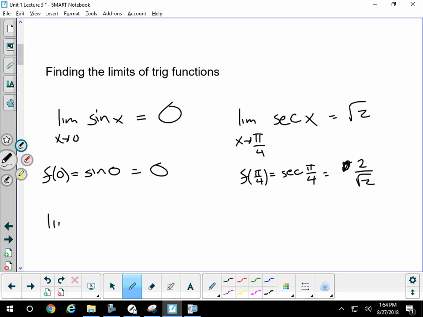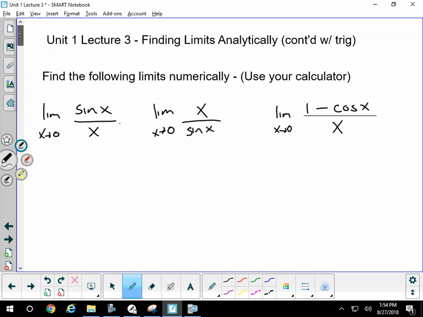And if I ask you to find the limit as x approaches pi over 2 of sine x over x, you would just find that it's the sine of pi over 2 over pi over 2. Sine of pi over 2 is 1. That's 1 over pi over 2, which is 2 over pi. Okay? Always your first step. Plug it in. However, for these 3, if I tried to plug in 0 for all 3 of them, I'd get 0 over 0.